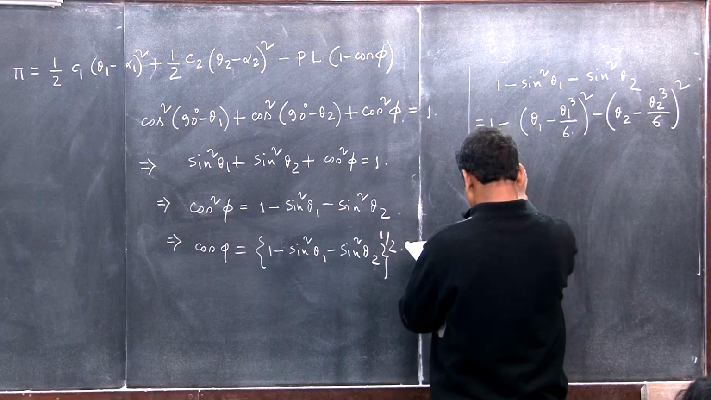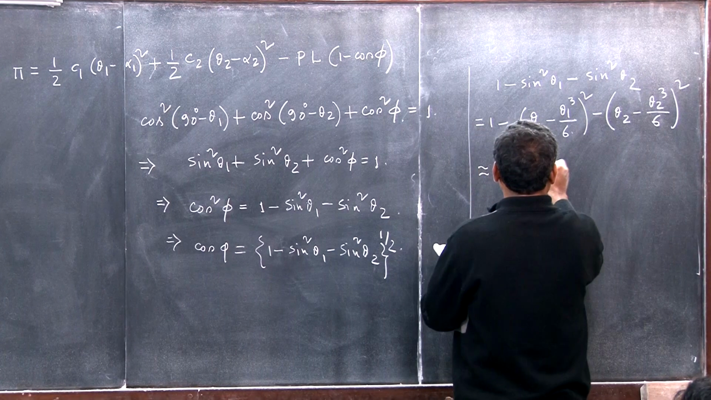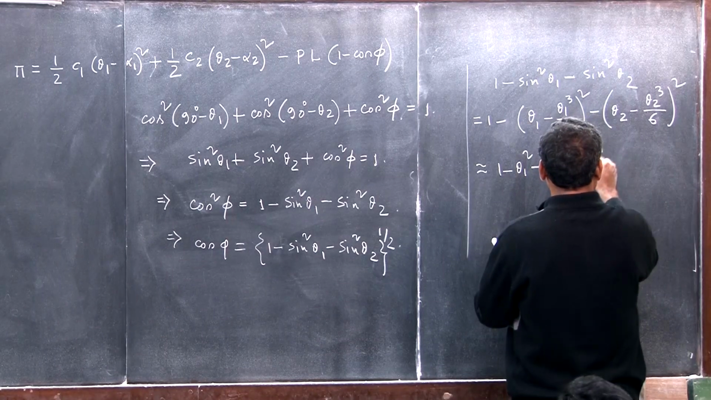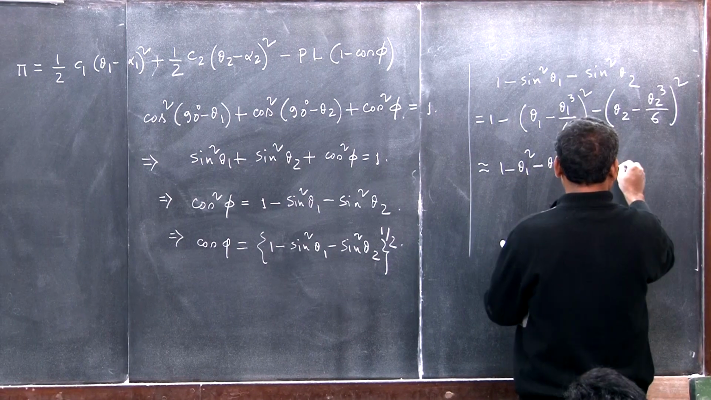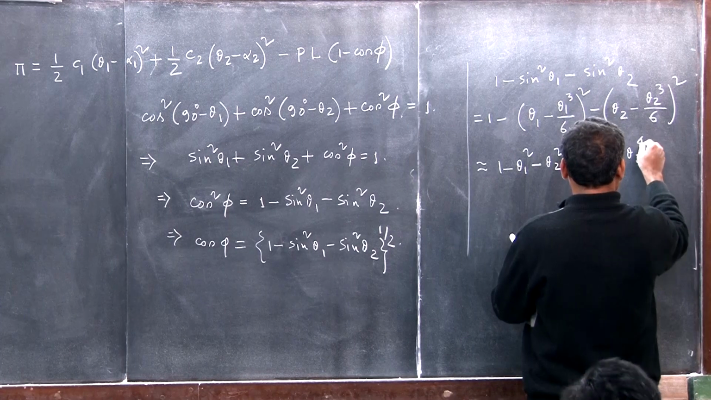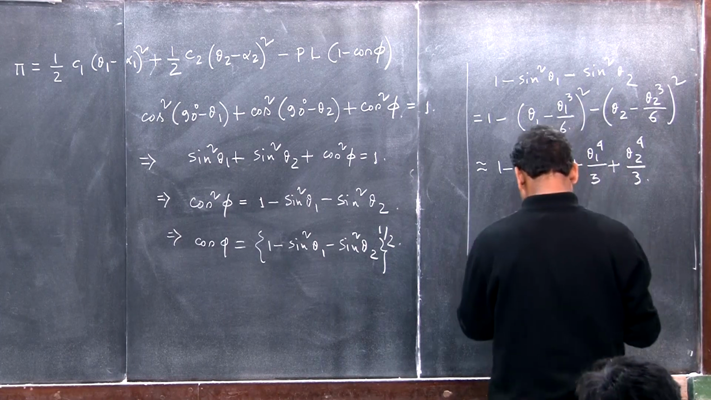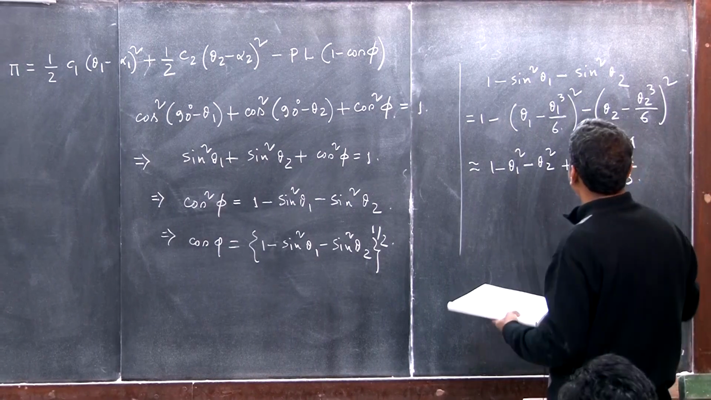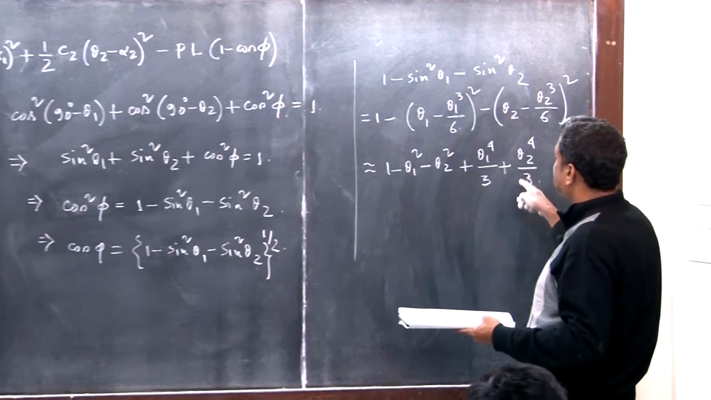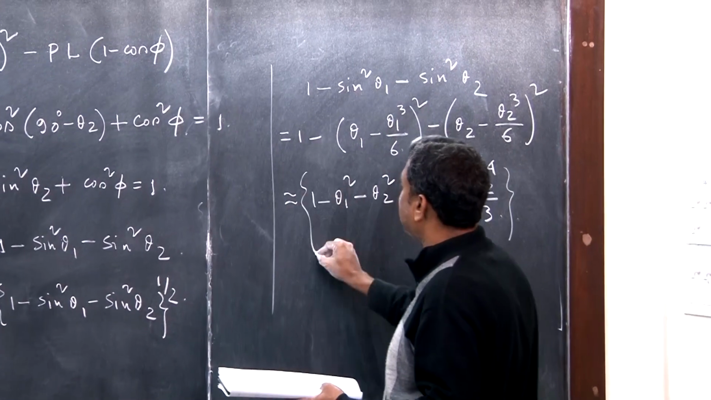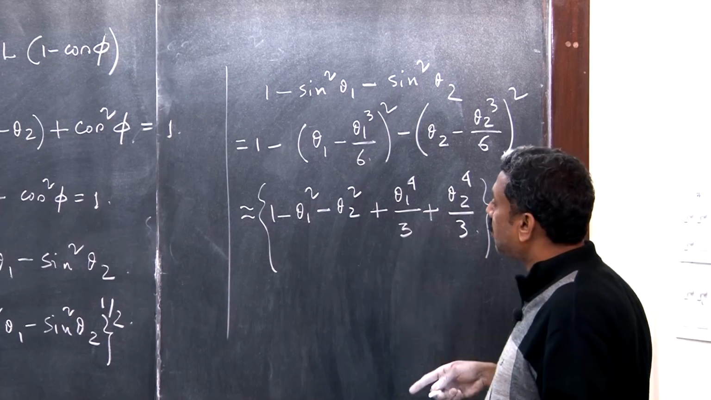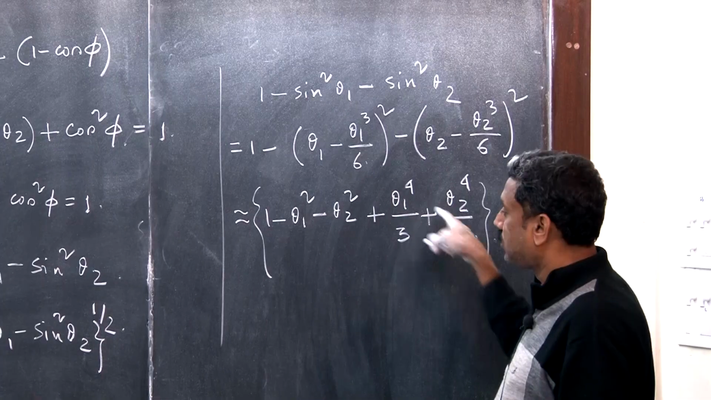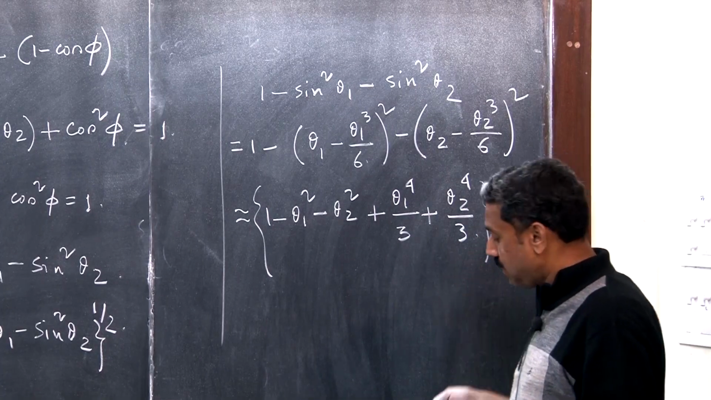So, this one is 1 minus theta 1 square minus theta 2 square plus theta 1 to the power 4 by 3 plus theta 2 to the power 4 by 3. I will just neglect the theta to the power 6 terms, the 6th order terms. So, that essentially means considering theta 1 square plus theta 2 square and 4th order terms. Other terms we are neglecting, clear?